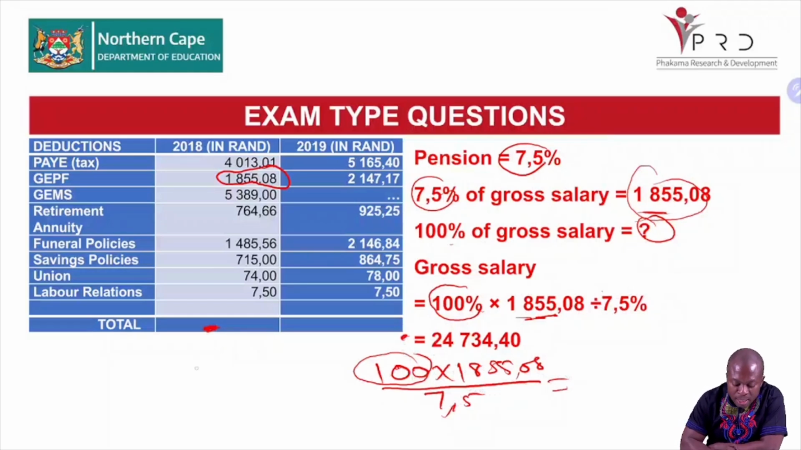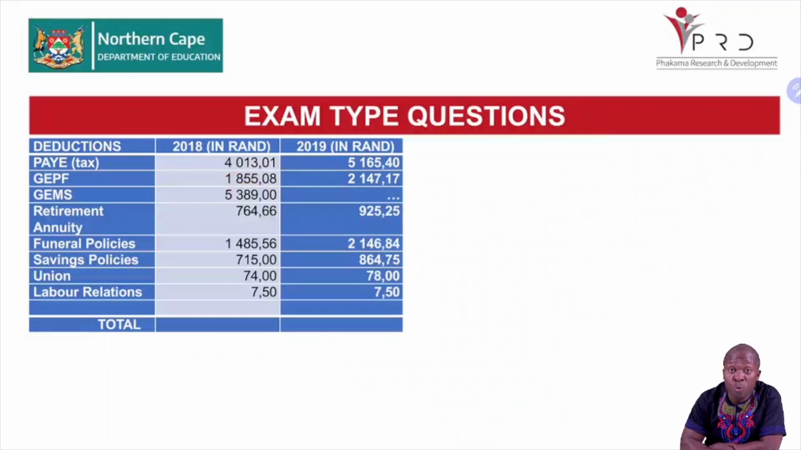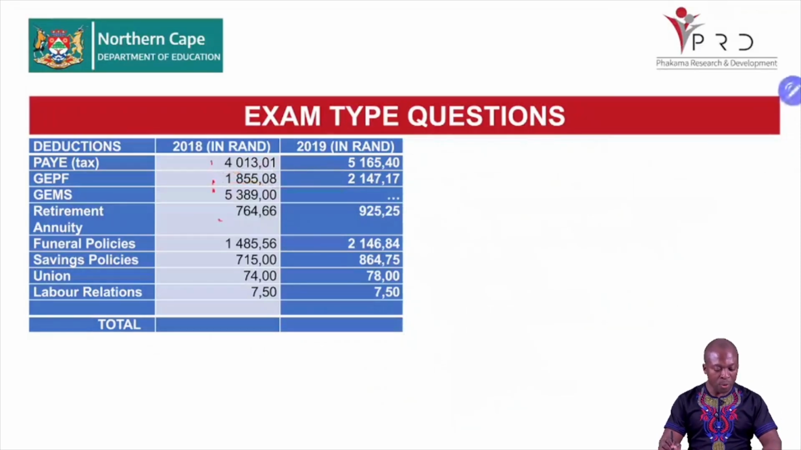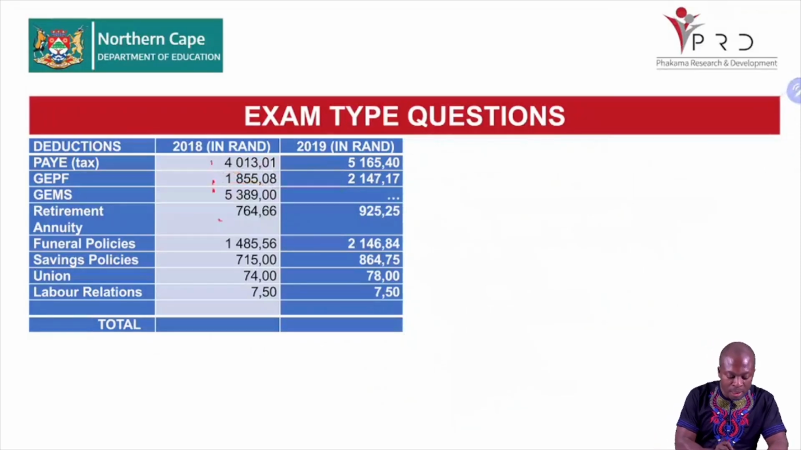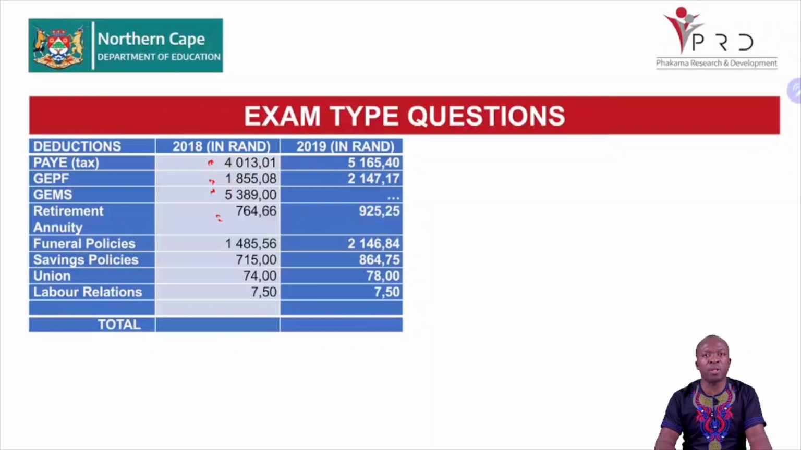That's the reason why I did not give it to you. I wanted you to work it out. I'm testing you on different questions with the hope that you become better as time goes on. So you can see here, we have our deductions. We have the pay as you earn, the tax. We have the government employees pension fund. We have the government employees medical scheme. We have the retirement fund. I was explaining to you that the retirement fund basically is like a pension fund.